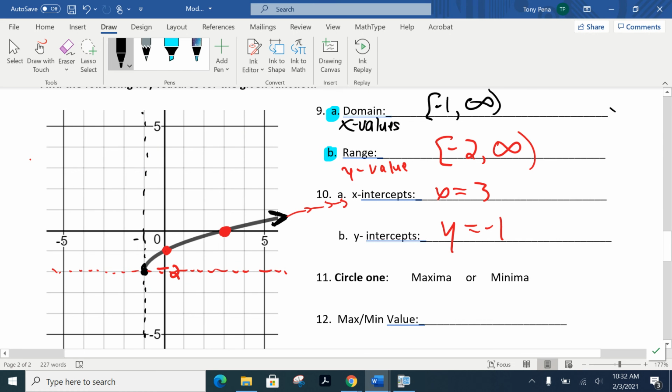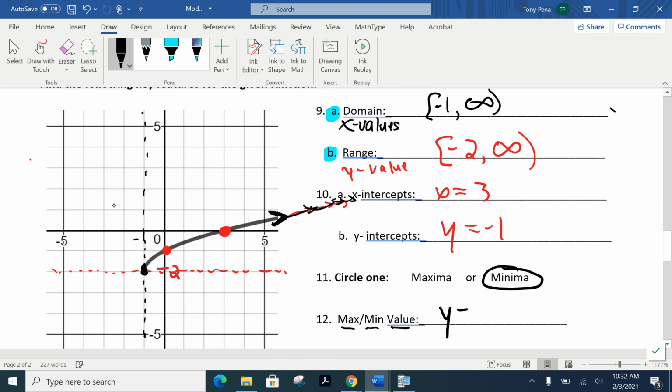All right, Cam, take us home. What do we got, a max or a min? Good, so we only have a minimum. All right, because this thing is going to increase forever, so we never hit a high value. It just gets larger and larger and larger. When I ask you for the maximum or minimum value, that is always the y coordinate that we hit. What's our smallest y value, Cam?